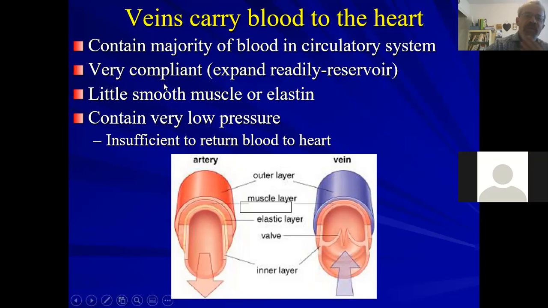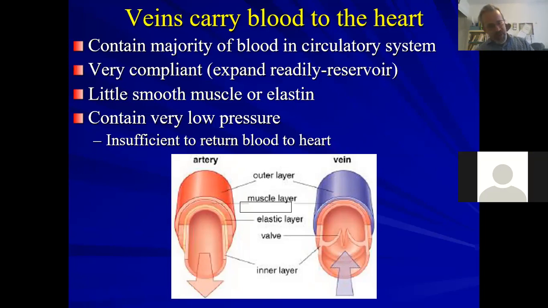As I mentioned before, veins have very little muscle. It's kind of hard to tell here. This is an artery, this is a vein. It's a little bit less, but they definitely have much less smooth muscle, and they don't have any elastic fibers. It makes sense because by the time the blood reaches the veins, the pressure is much lower. So why have muscle or elastic fibers? But there's one important element here. We still have to get the blood back to the heart. We've got to have enough pressure to push it back.